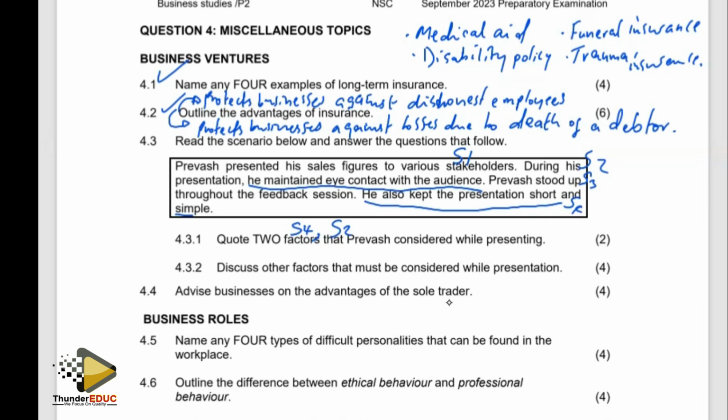Okay, right. So now let's check 4.3.2. Discuss other vectors that must be considered while doing the presentation. While you do the presentation, avoid hiding behind equipment. Be audible enough so that all the audience can hear each and every word that you utter. Mention or show the most important information first. Also, make sure that you establish credibility by introducing yourself as the presenter at the start of the presentation.